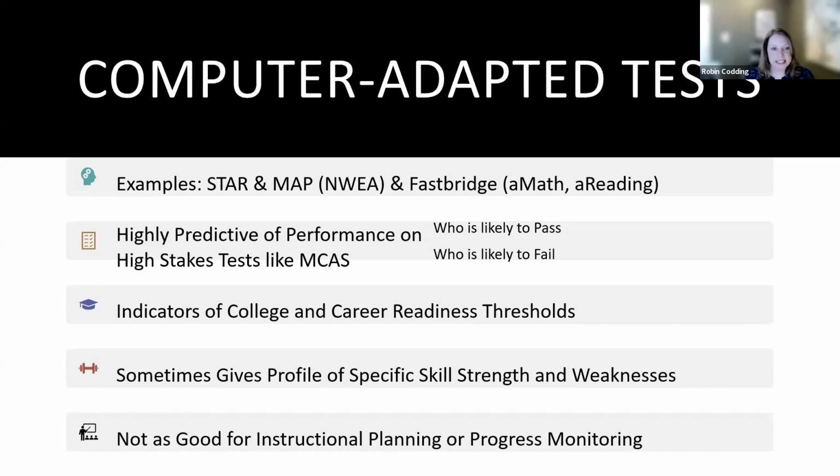Computer adapted tests were generated to provide indicators of college and career readiness thresholds. They sometimes give profiles of specific skill strengths and weaknesses, but without a lot of clarity or transparency about how those profiles are built, they tend not to be as good for instructional planning and they tend not to be useful for progress monitoring. So they're often composite scores, which is why they're not as useful for those other two types of instructional decisions, planning and progress monitoring. And they are generally not appropriate for measuring growth over time because they're not necessarily intended to be sensitive to changes over time.